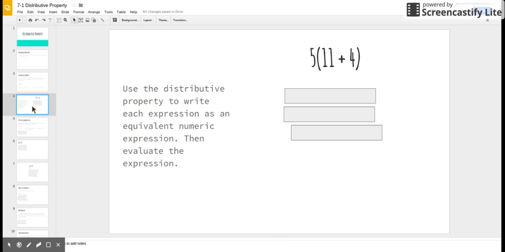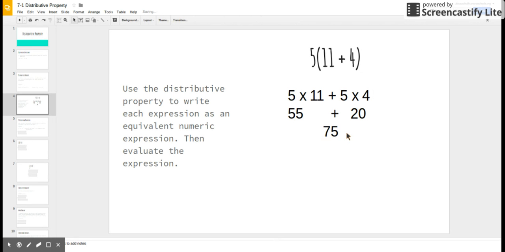So use the distributive property to write each expression as an equivalent numeric expression. Then evaluate the expression. So we have 5 times (11 plus 4). First thing I'm going to do is multiply that 5 across. 5 times 11, 5 times 4. And then I'm going to actually solve. 5 times 11 is 55. 5 times 4 equals 20. And then you're going to figure out the total, which gets you to 75.